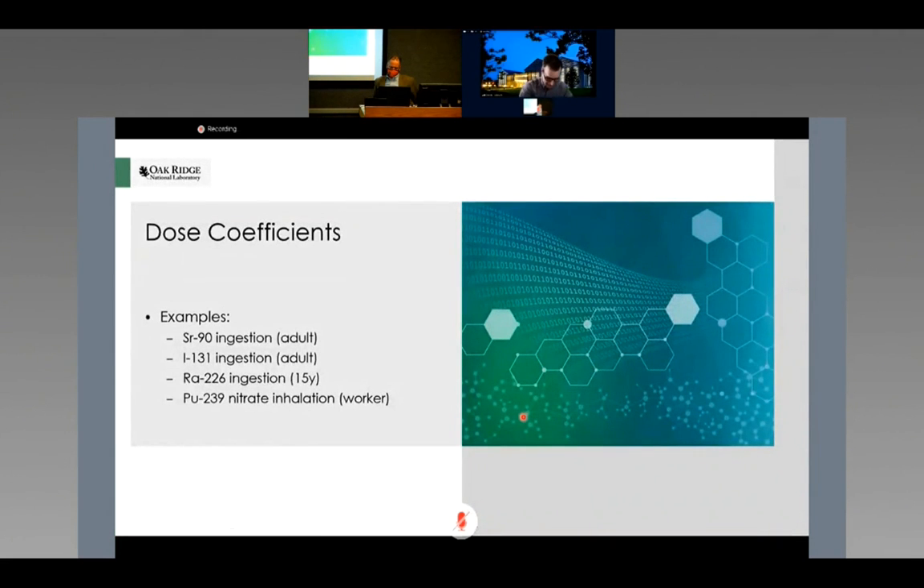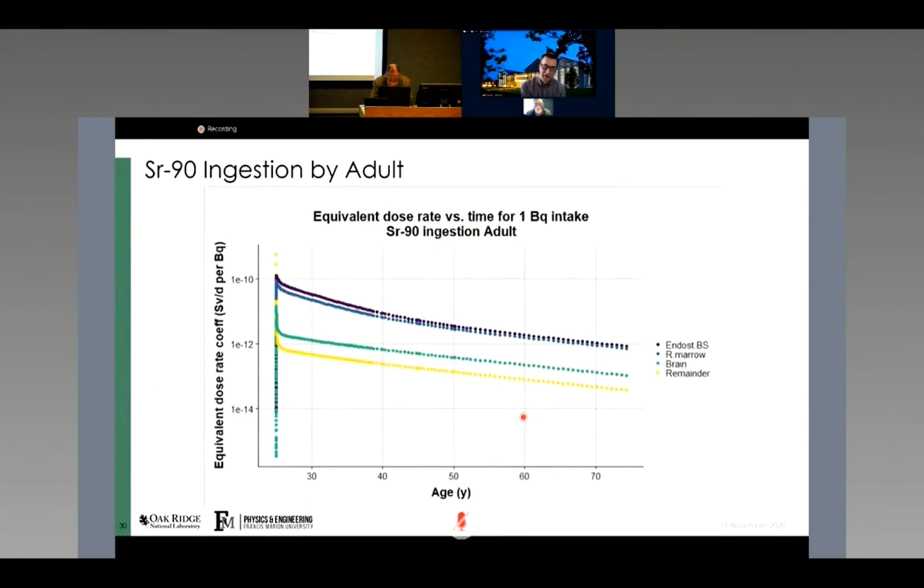All right, so let's look at some dose coefficient examples, just because I think these are fun. So now we're going to use the SAFs and do some dose coefficient examples. I'm going to go through these 4 cases and show you some plots. So we'll start with strontium-90 ingestion by an adult. And so what I've plotted here is an equivalent dose rate coefficient as a function of time. Time here I did in terms of age of the adult. So we have an intake at 25 years of age, an acute intake, obviously, going out to age 75.